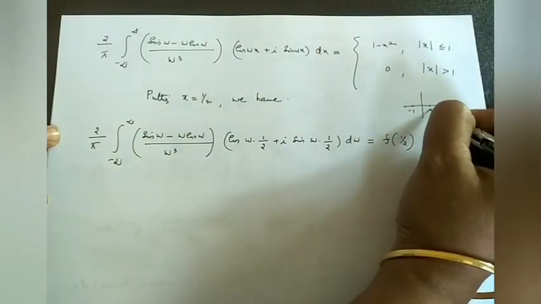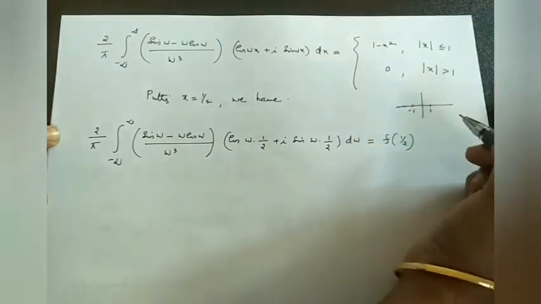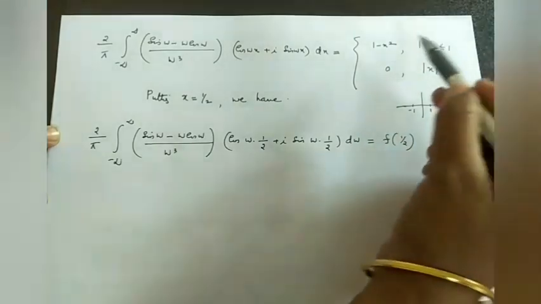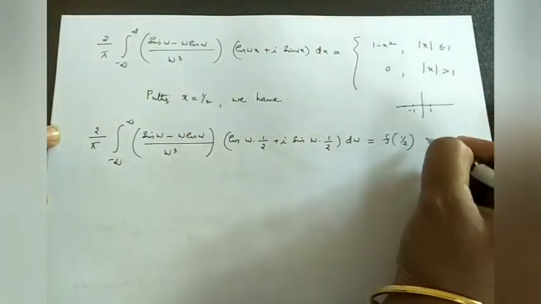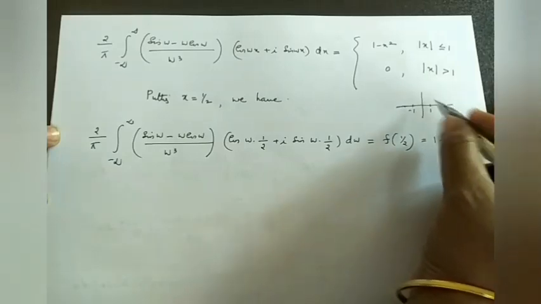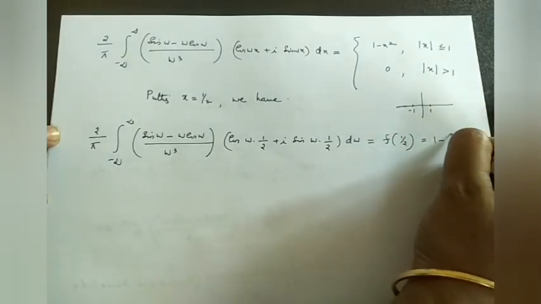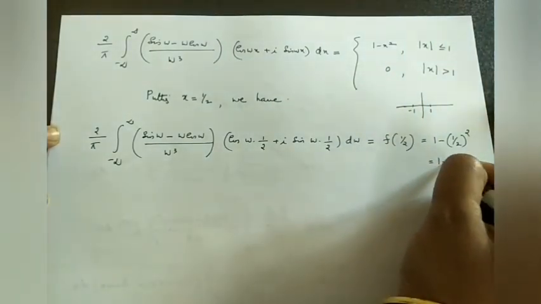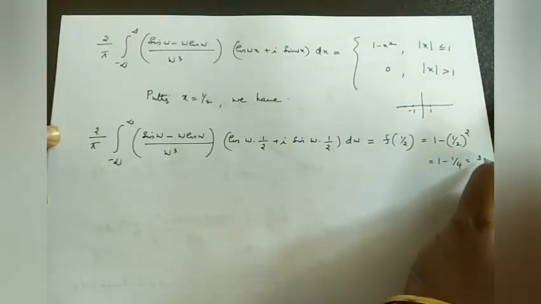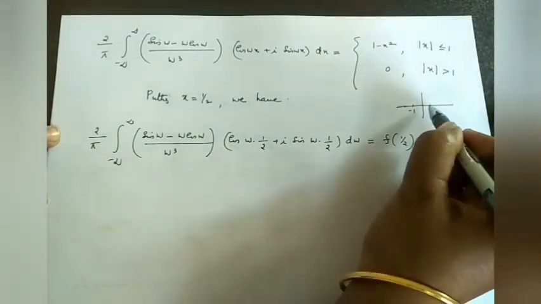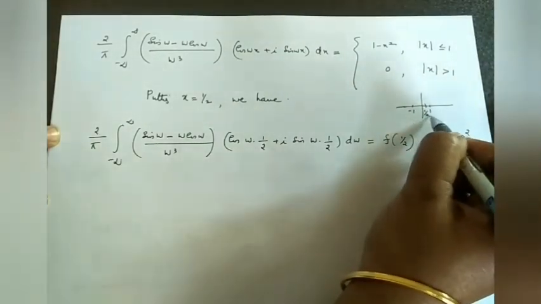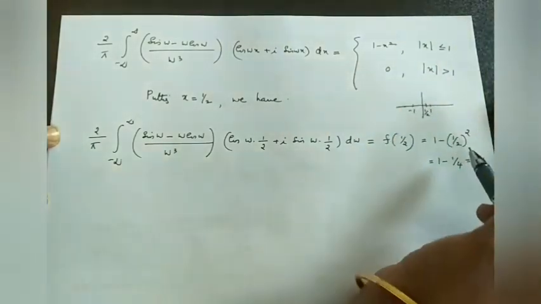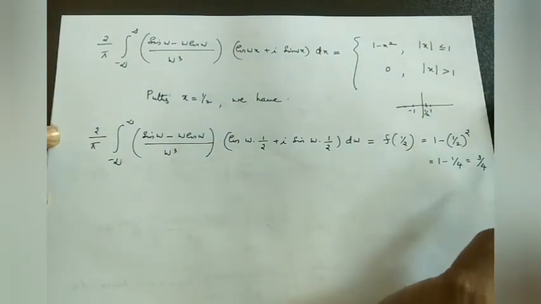First of all, we want to check whether this 1 by 2 lies in between minus 1 and 1. Therefore, we want to consider 1 minus x square. In the place of x, substitute 1 by 2. That is 1 minus 1 by 2 the whole square, that is 1 minus 1 by 4, which is equal to 3 by 4. The value of 1 by 2 lies here, approximately. Therefore, f of 1 by 2 means 1 minus 1 by 2 the whole square is 1 minus 1 by 4, which is equal to 3 by 4.